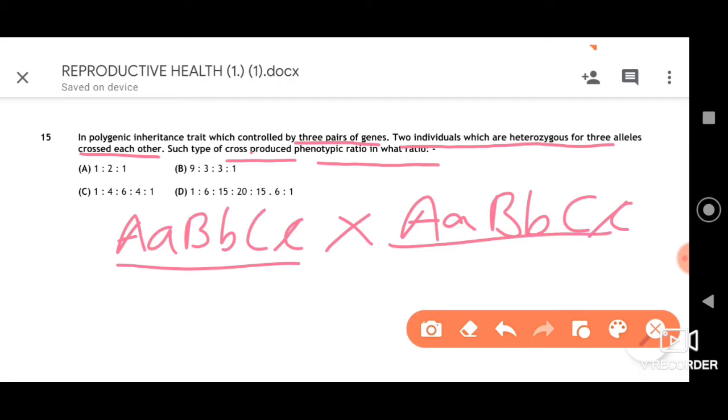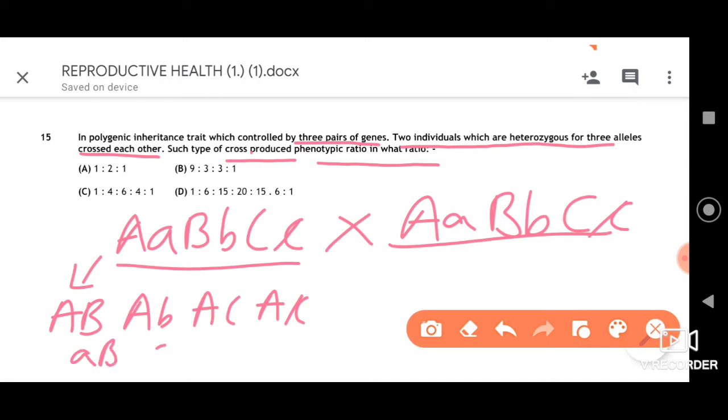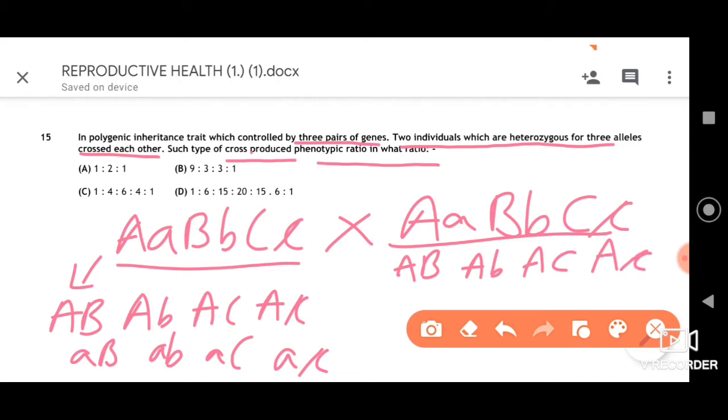When these both are crossed, there are 8 different types of gametes possible from each: capital A capital B capital C, capital A capital B small c, capital A small b capital C, capital A small b small c, then small a capital B capital C, small a capital B small c, small a small b capital C, and small a small b small c. The same goes for the other individual as well. So these are the gametes which can be obtained, my dear friends.